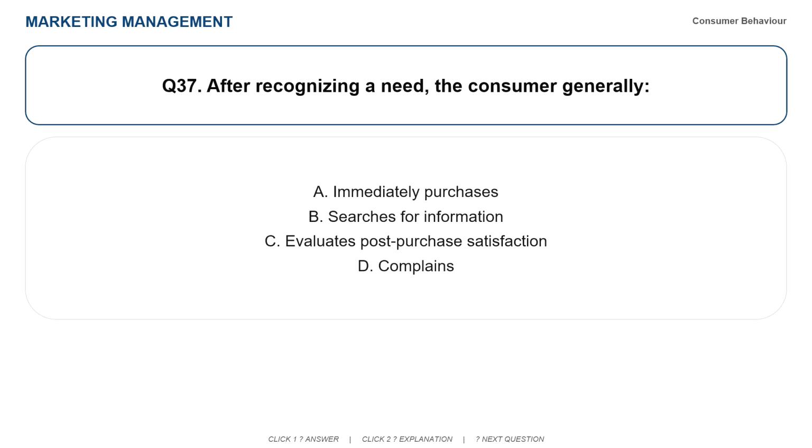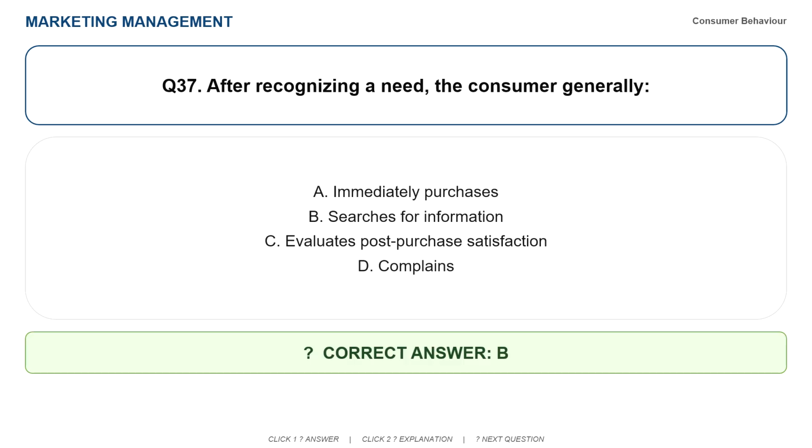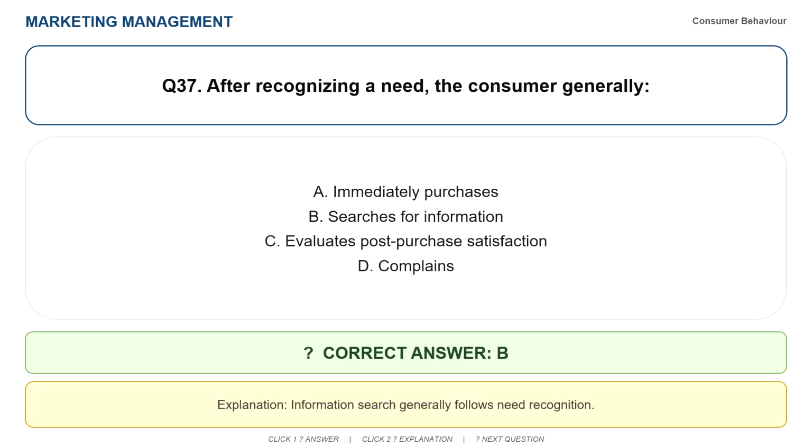Question 37. After recognizing a need, the consumer generally. Option A, immediately purchases. Option B, searches for information. Option C, evaluates post-purchase satisfaction. Option D, complains. The correct answer is B. Explanation. Information search generally follows need recognition.